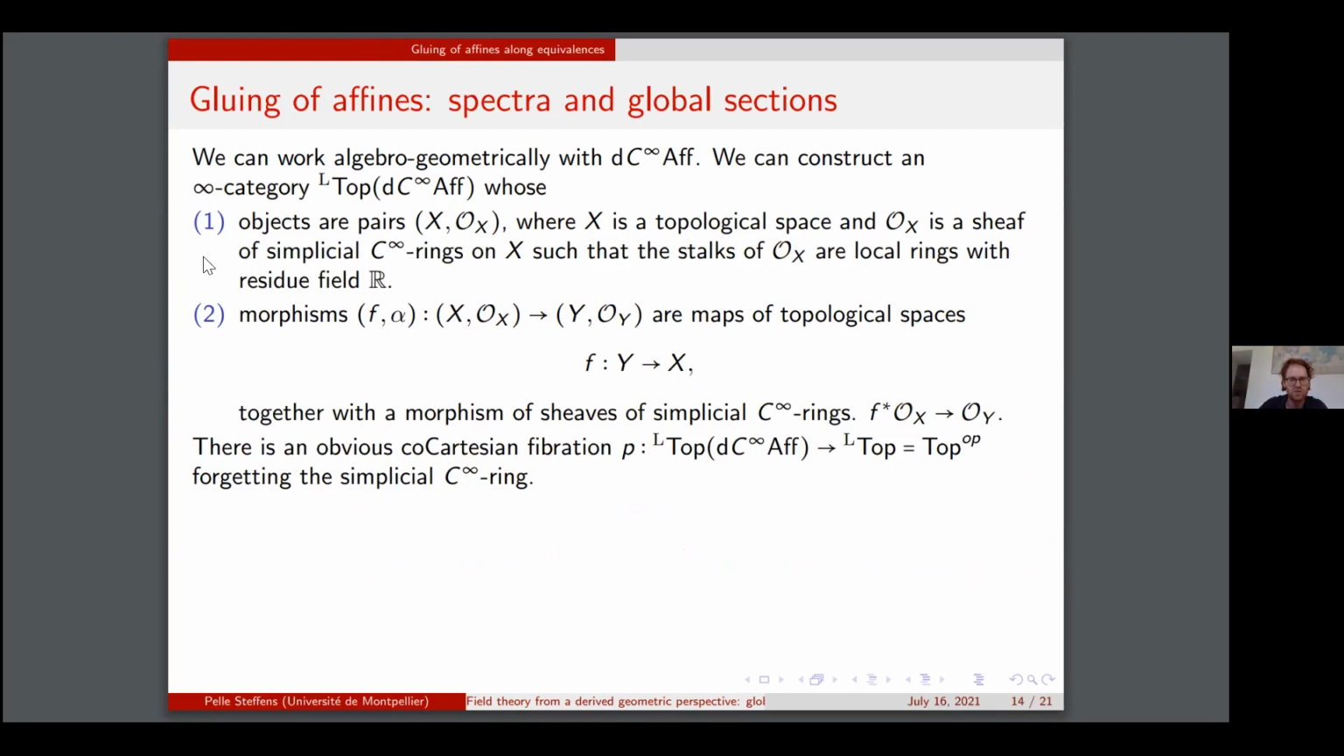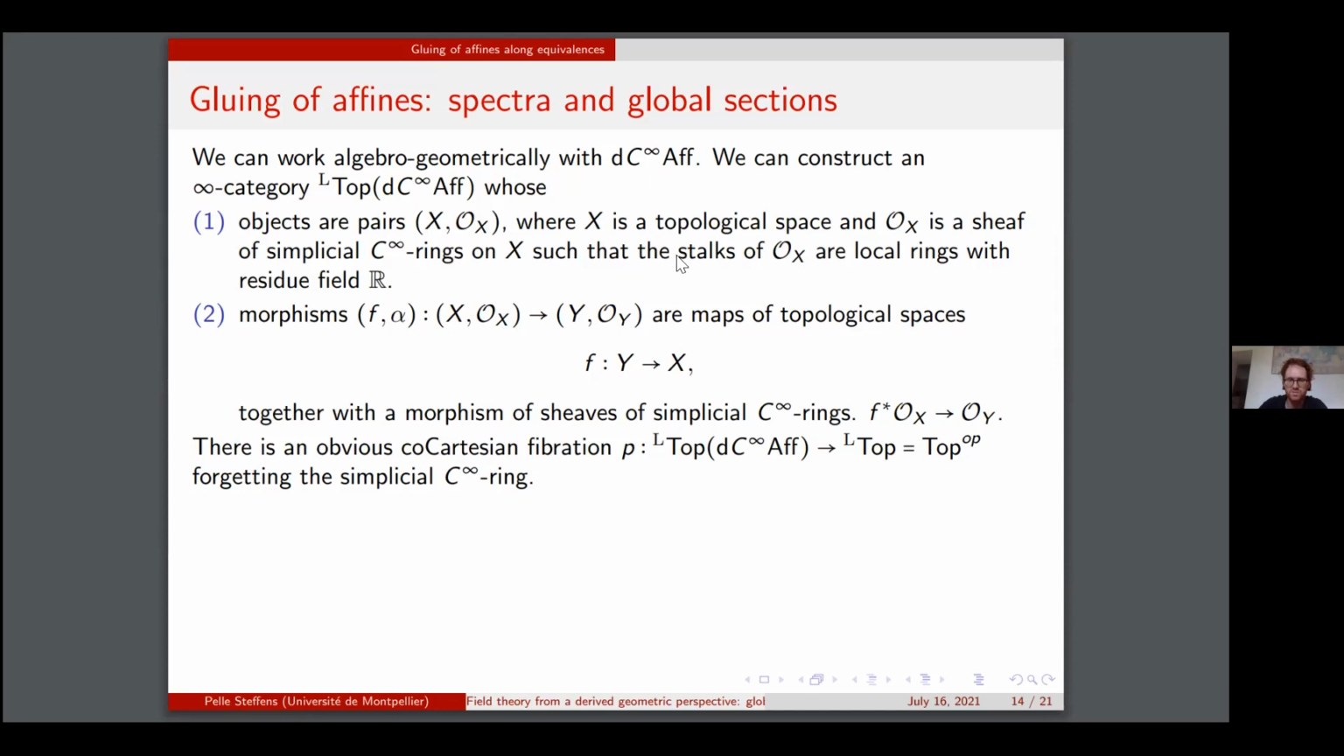And to define these spaces, you just think very algebro-geometrically with this category. So you can define an infinity category. When I say define an infinity category in objects and morphisms, of course there's a lot more work involved, but for the purposes of this talk and this audience, this will suffice. So these are simply locally ringed spaces. These are pairs of a topological space together with a sheaf of rings, but this is now a sheaf of simplicial C-infinity rings.